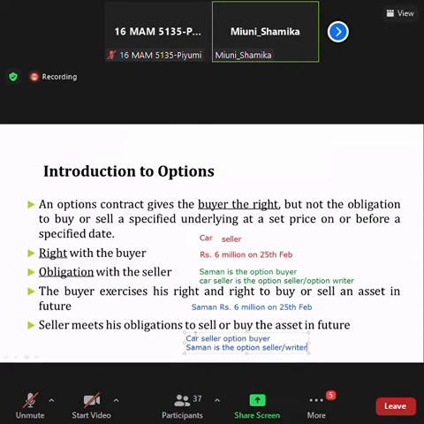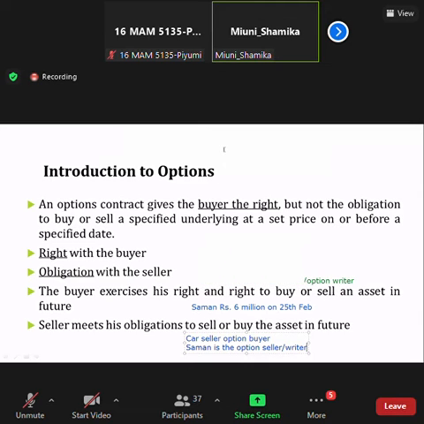First situation, car seller went to someone and said, I'm willing to sell my car. Would you like to buy it? Someone said, okay. And someone was the option buyer and car seller was the option seller or the writer. Then in the next situation, someone goes and asks the car seller, I would like to buy your car. Would you like to sell it? So someone is the option seller and car seller is the option buyer.